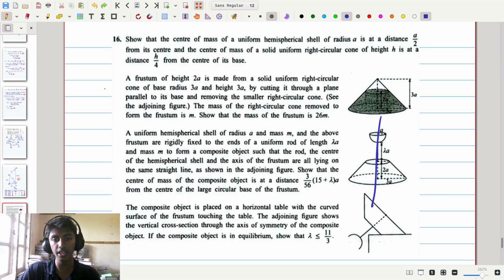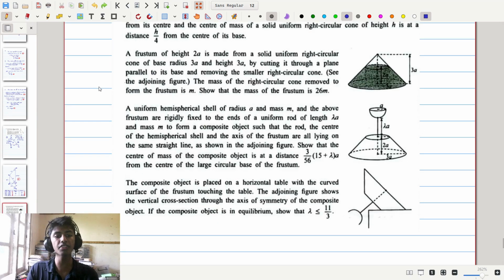So given that, it says show that the center of mass of the adjoining composite object is at a distance of 3 over 56 times (15 plus lambda) times a from the center of the large circular base of the frustum. So from this point, if we go up, the center of mass of the entire system here is going to be a distance of 3 over 56 times (15 plus lambda) times a above this base's center.